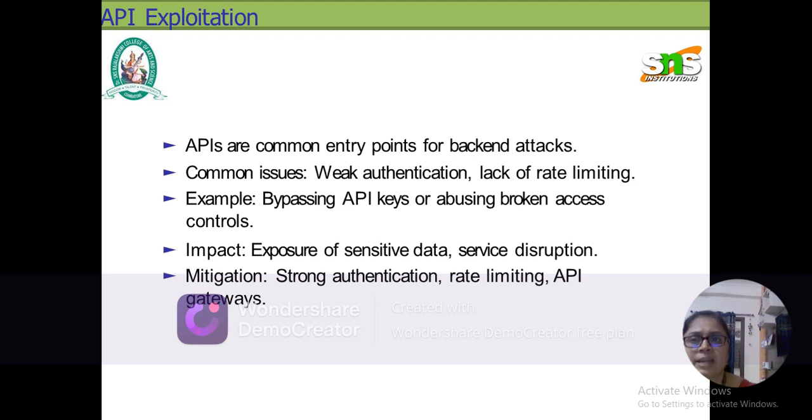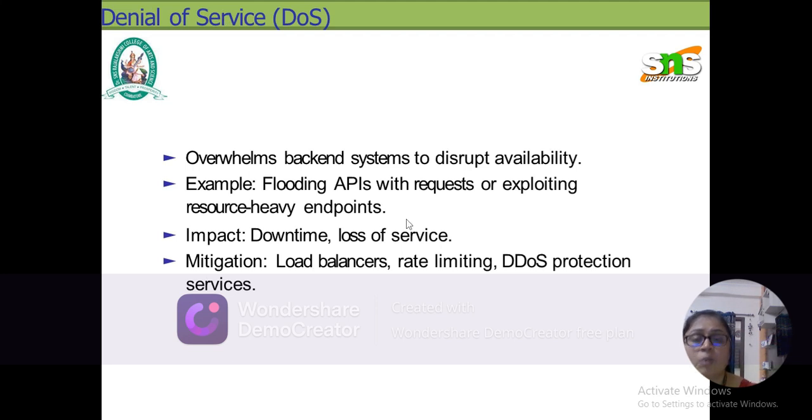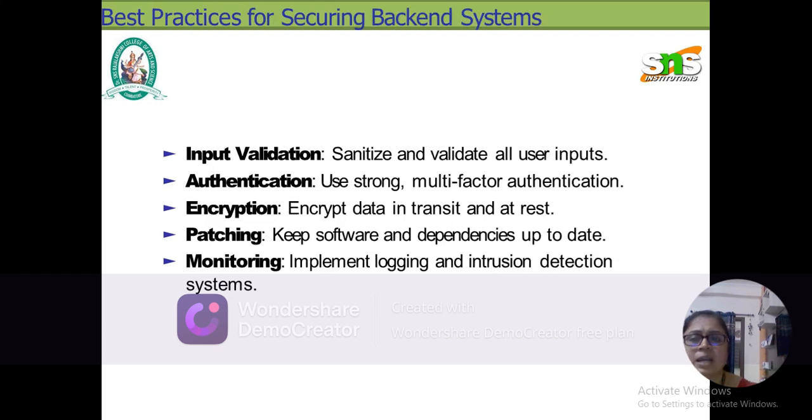Next is denial of service, which overwhelms the backend system to disrupt availability. Examples are flooding an API with requests or exploiting resource-heavy endpoints. The impact is downtime and loss of service. Mitigation: load balancers, rate limiting and DDoS protection services can be used.